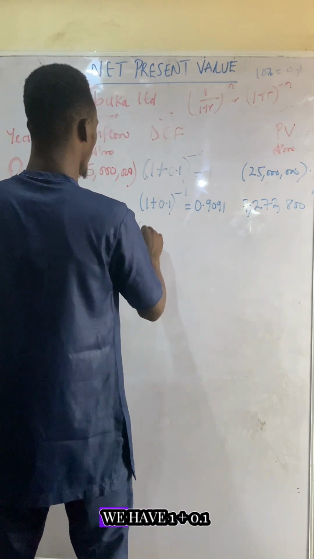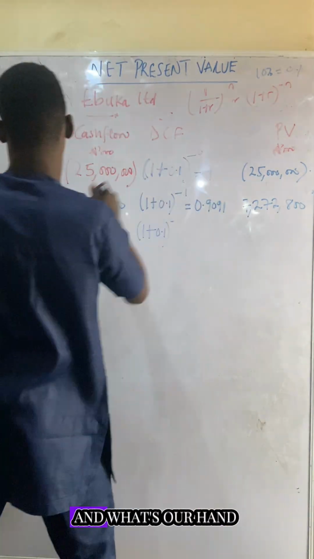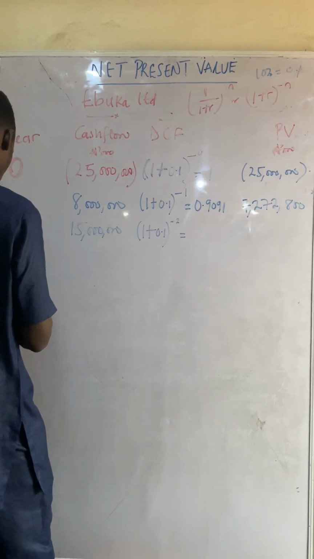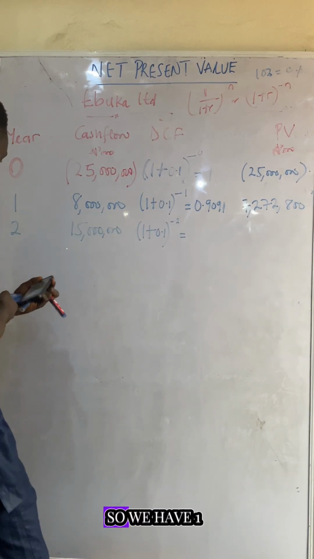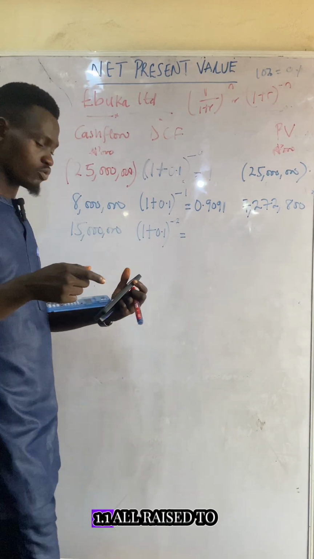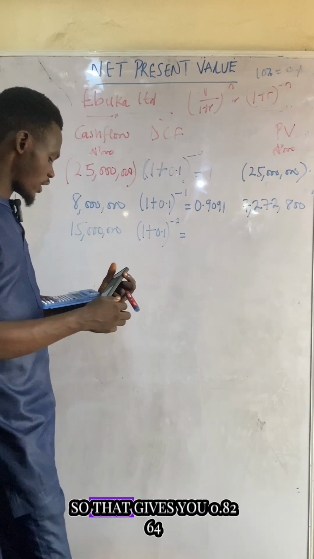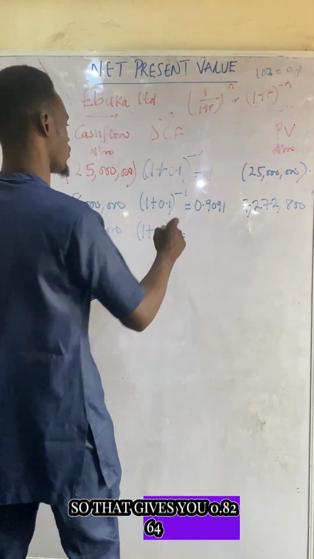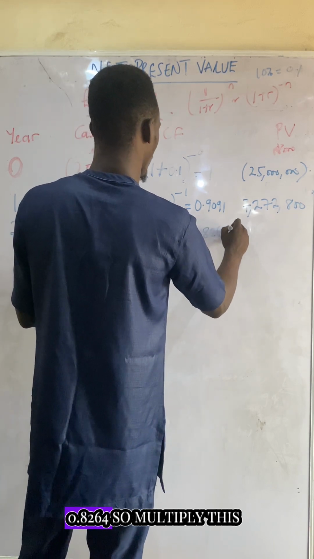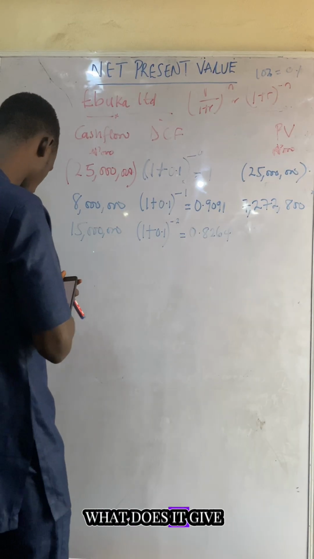Following the same principle, we have 1 plus 0.1 all raised to power minus n. What was our n here? 2. What do we have as the value? Please follow suit. So we have 1 plus 0.1 giving you 1.1 all raised to power minus 2. So that gives you 0.8264. So multiply this 0.8264 with your 15 million. What does it give you?